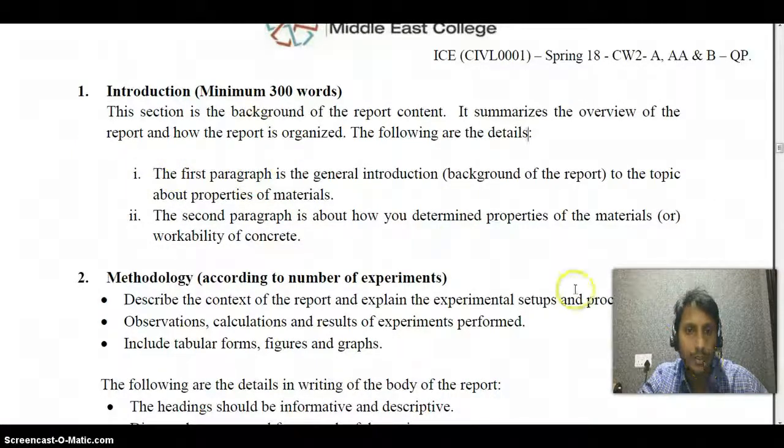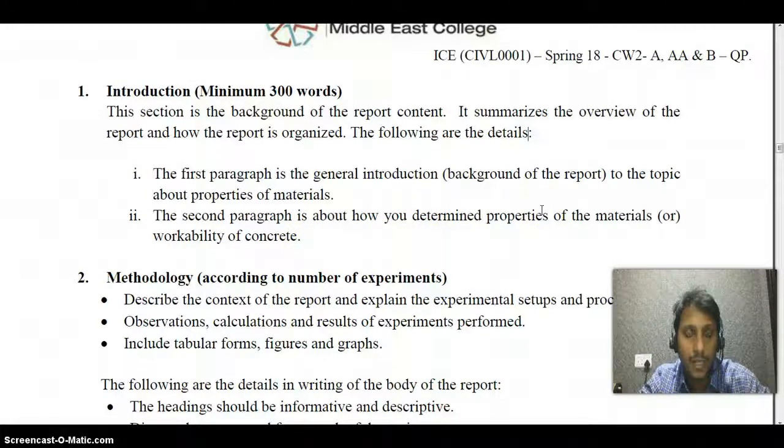The first paragraph is the general introduction or the background of the report to the topic about the properties of materials. So you must be able to write a general introduction to the topic and about the properties of material, as I mentioned here. The second paragraph is about how you determine the properties of the material by conducting various experiments, right? Or how you determine the workability of the concrete.